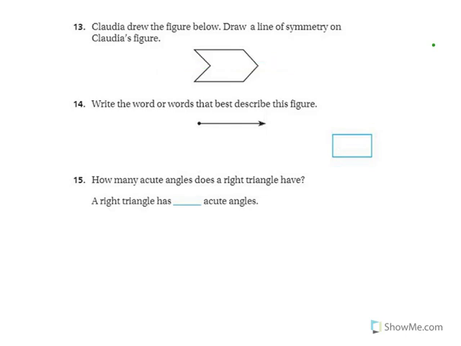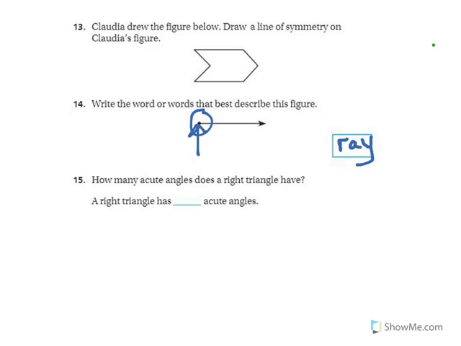Number 14, write the word or words that best describe this figure. Well, we see that it starts with a point, and that is the only point that we have, and then it is a continuous line in one direction. So we know that having one endpoint with the line that continues to go is called a ray.